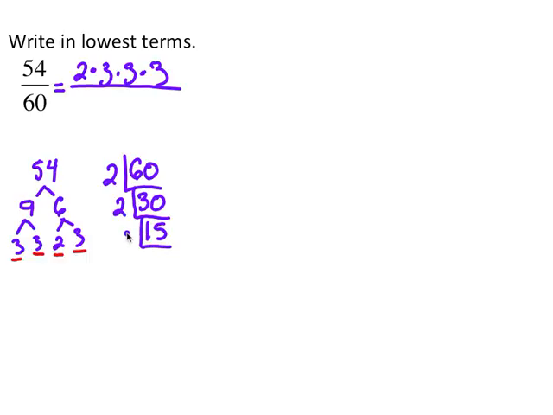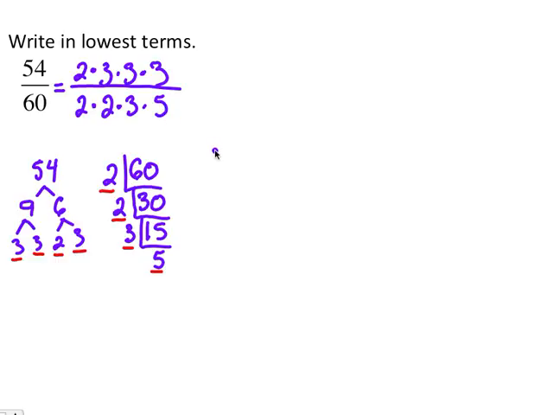We go again. 2 won't go into 15, so the next smallest number would be 3. 3 goes into 15 5 times. 5 is prime, so I know that I'm done. And for these, I look at the ends, or the outsides, all the way through. So this one is 2 times 2 times 3 times 5.